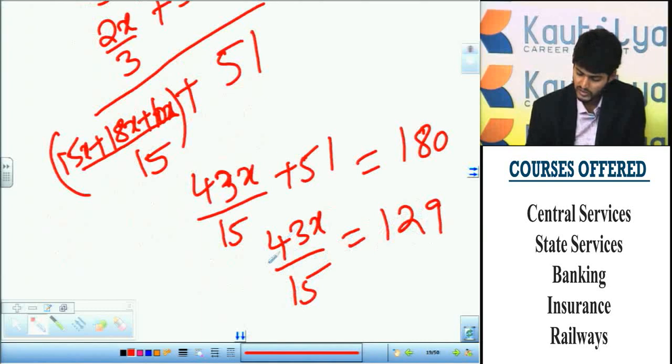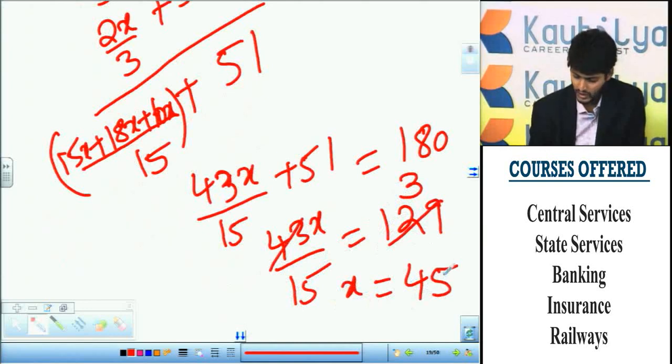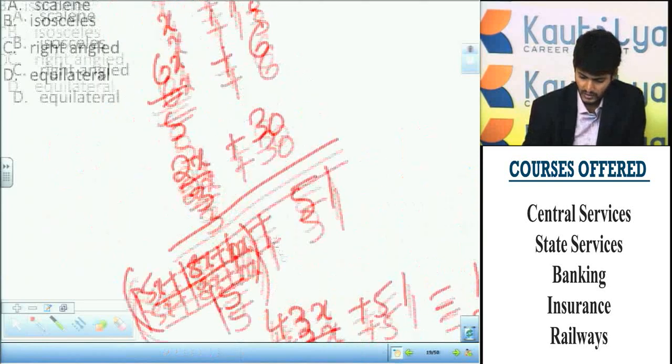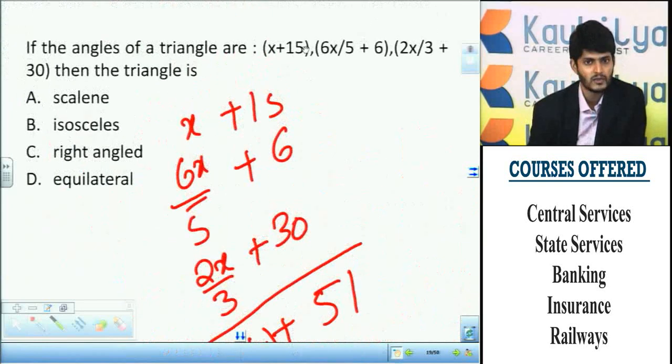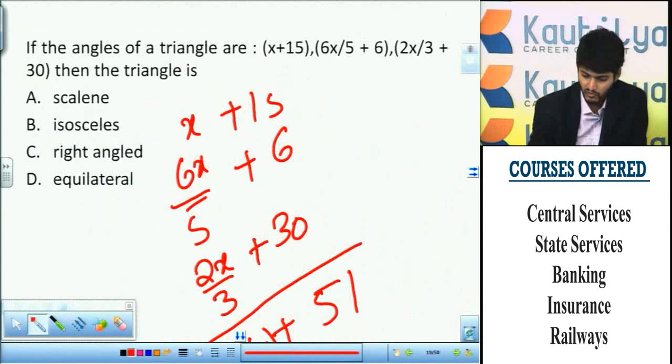So 43, 3 threes are... you can see 43 goes exactly 3 times. So x will be equal to 45 degrees in this case. Okay, since I got the value of x, the value of each side would be x plus 15. So your first side would be 45 plus 15, it would be 60 degrees.